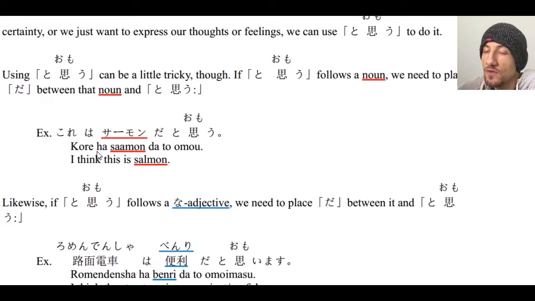The reason it's important to know if something is a noun or a na adjective is that if we have a noun that precedes と思う, we have to include だ. Here we have an example sentence: これはサーモンだと思う. I think this is salmon. サーモン is a noun, so we cannot say これはサーモンと思う. We have to say だ. So だ has to be between と思う and the noun サーモン. これはペンだと思う. これは彼のコンピューターだと思う. We have to have だ between the noun and と思う.